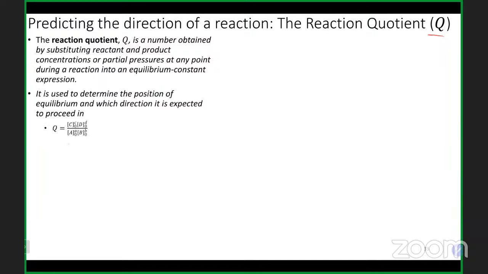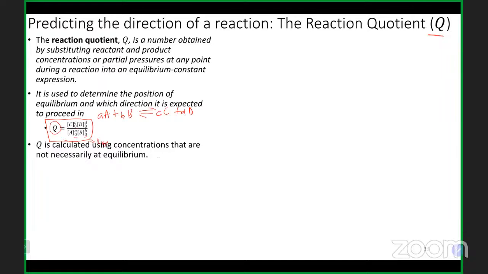So you see the expression is the same for the reaction aA plus bB going to cC plus dD. This is the expression for the reaction quotient. It is the same as the expression for the equilibrium constant, except for these small zeros that we have there to indicate that we are talking about just a random concentration. So this is calculated using concentrations that are not necessarily at equilibrium.